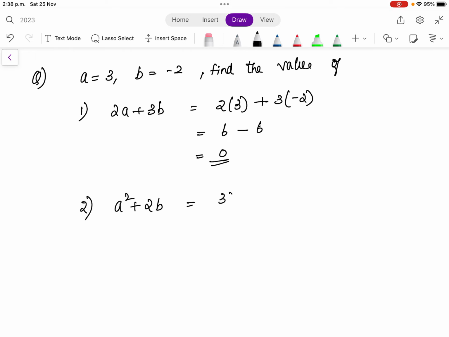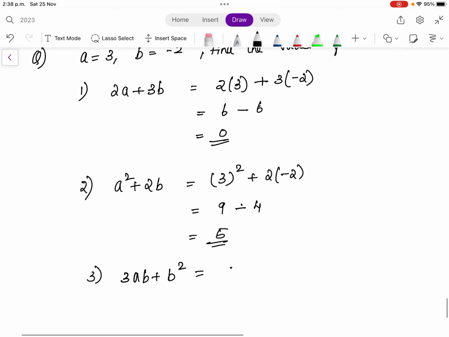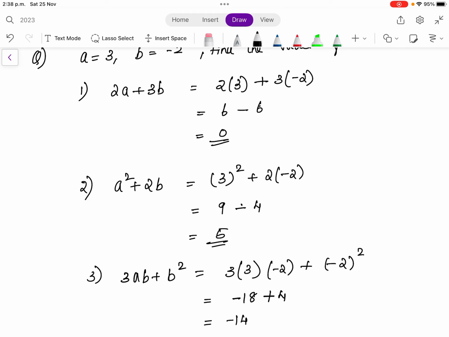So a square means it is 3 square plus 2 times minus 2, which is equal to 3 square is 9 minus 4, which is equal to 5. Let's do a final one. 3ab plus b square. So that's equal to 3 times 3, a is 3 and b is minus 2, plus b square, minus 2 square. So that is equal to 3 times 3, 9, 9 times minus 2 is minus 18, plus minus 2 square is 4. So that is equal to minus 14.